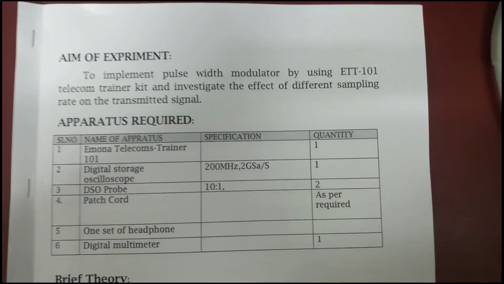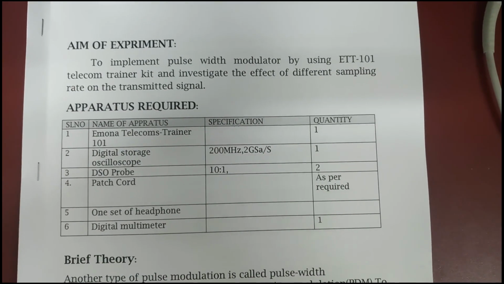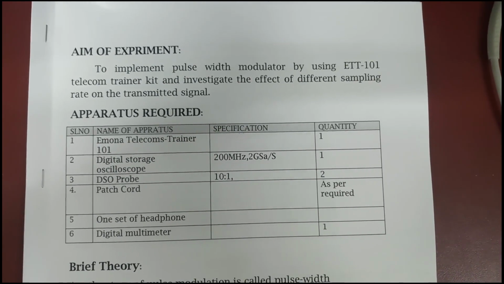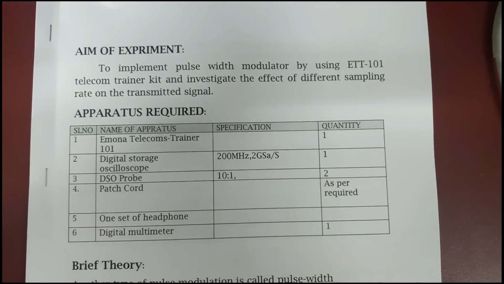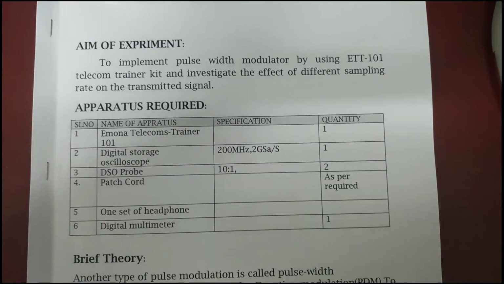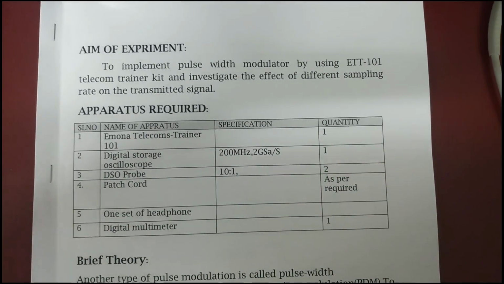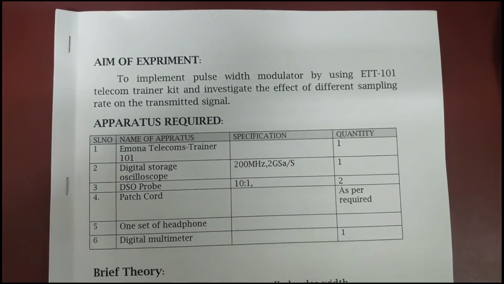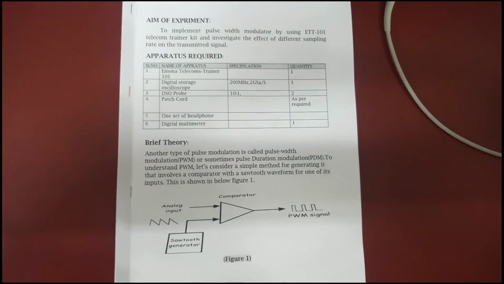Thank you. So our next experiment is to implement a pulse width modulator by using the Emona Telecom Trainer kit and investigate the effect of different sampling rate on the transmitted signal. The apparatus required are this trainer kit, DSO, multimeter, DSO probe and patch cords. And okay, so there are 5 parts total in this experiment. So we will see one by one.